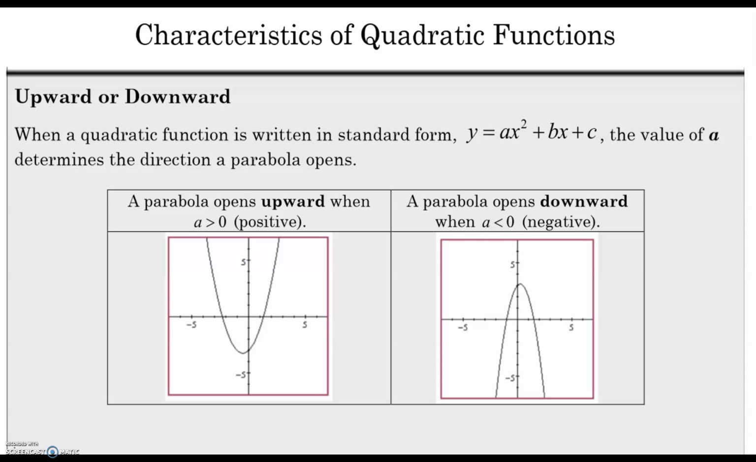Let's talk about the characteristics of upward or downward. When a quadratic function is written in standard form, y equals ax squared plus bx plus c, the value of a helps determine the direction a parabola opens. So when a parabola opens upward, the coefficient in front of the quadratic term will be positive. When a parabola opens downward, the coefficient in front of the quadratic term will be negative.